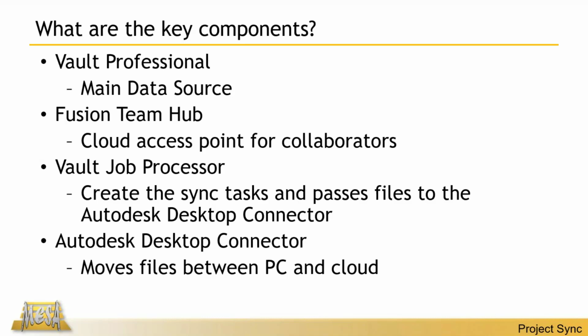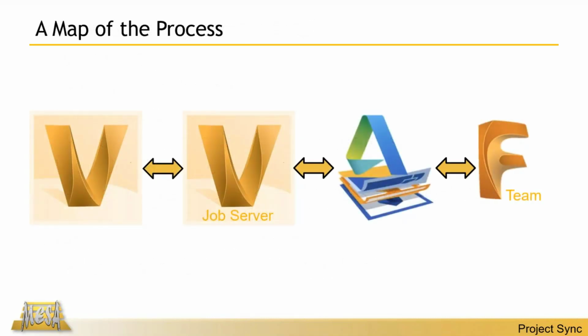So basically, I'll give you a map of the process of what's going to happen here. We're going to start with our Vault. Our Vault is our source of truth. It's going to pass files to the job processor, which is then going to pass information to the desktop connector, which is then going to push information to Fusion Team. And if we're going the other direction, it would go from Fusion Team to the desktop connector, and the job processor would then put it back into the Vault.